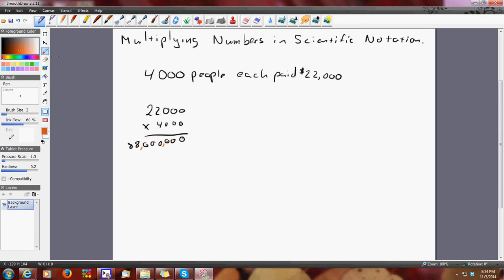So I have $88 million. And so here's the deal. 22,000 can really be written as 2.2 times 10 to the what, 1, 2, 3, 4. It's 10 to the 4th, because here's where I separate my numbers to make my one digit between 1 and 10. And there's 4 numbers afterwards, so times 10 to the 4th. Times 4,000 is really 4.0 times 10 to the 3rd. And I know that 4 times 2.2 is 8.8.